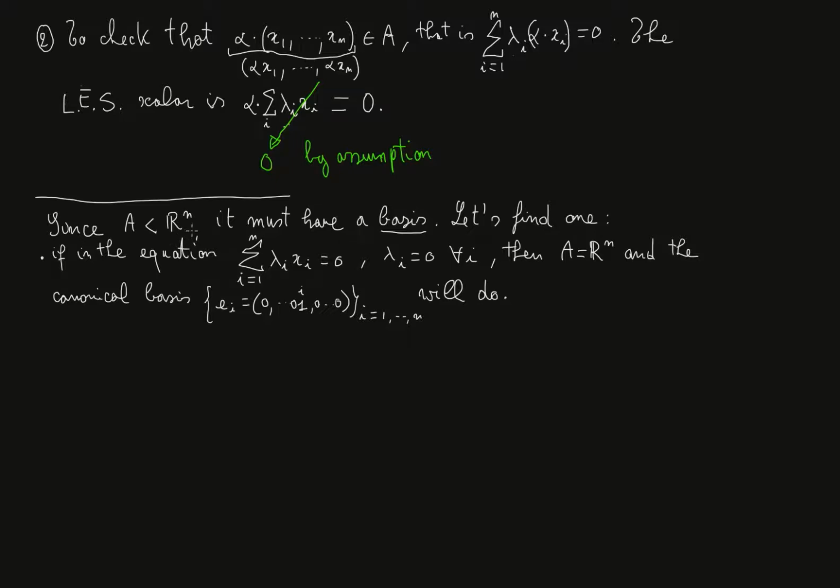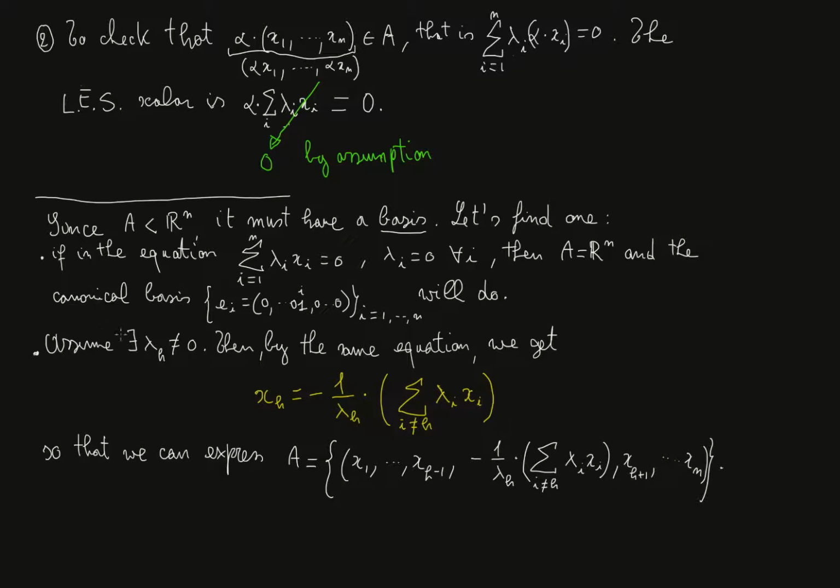And therefore, we can choose as a basis the canonical basis, for example, which is given by all zeros except one scalar, which is going to be 1. And the place of this 1 just changes with the index of the vector. Therefore, let's assume that this is not the case. Therefore, there will be at least one lambda h in these equations defining A that will be non-zero.